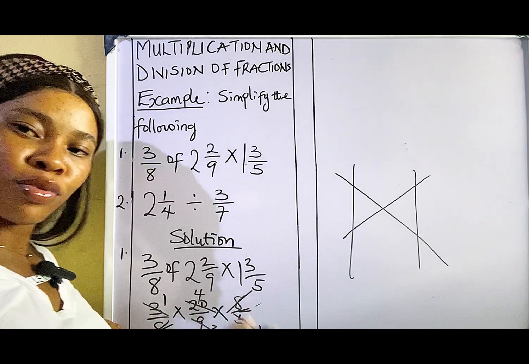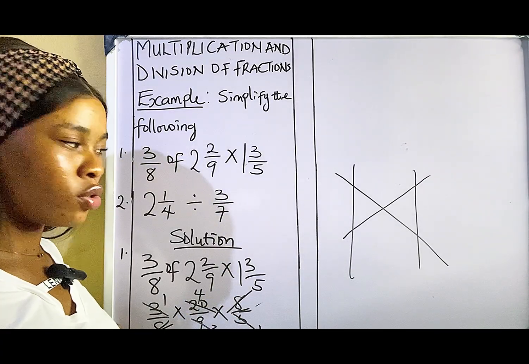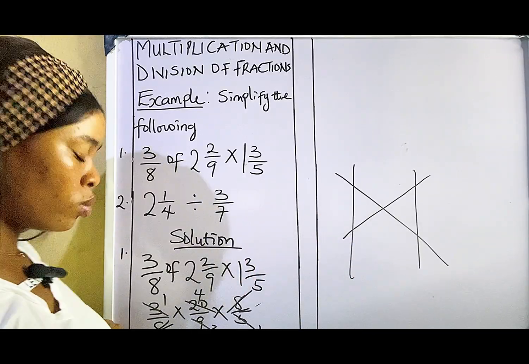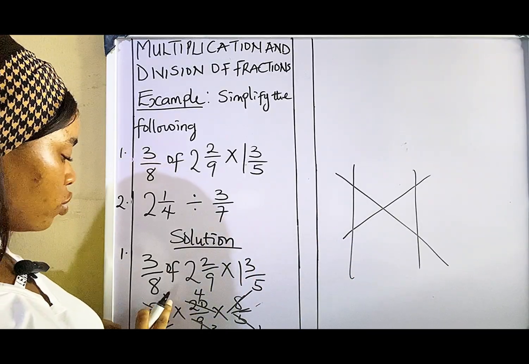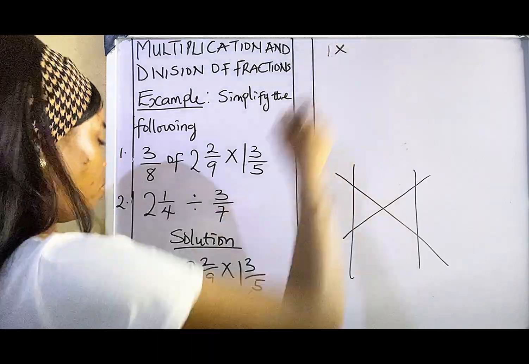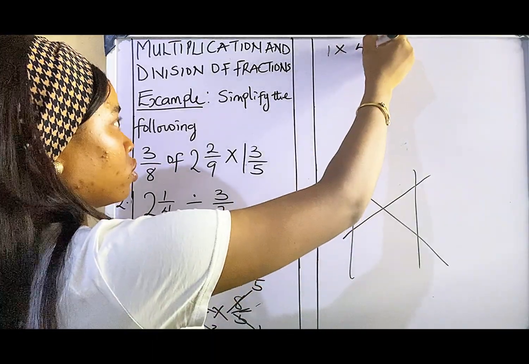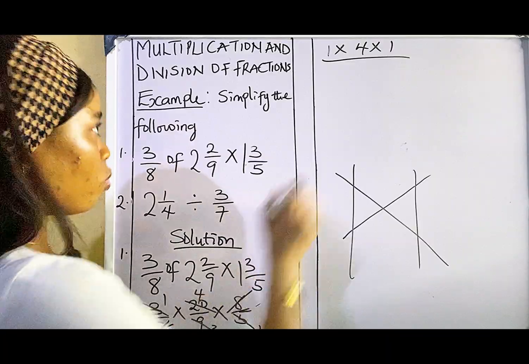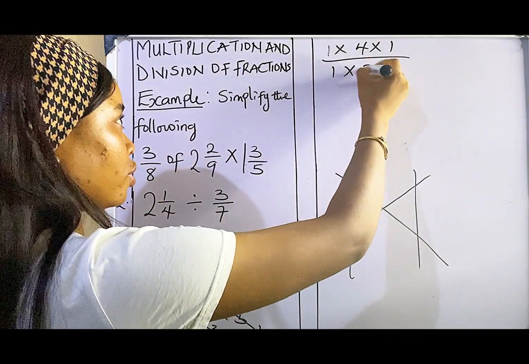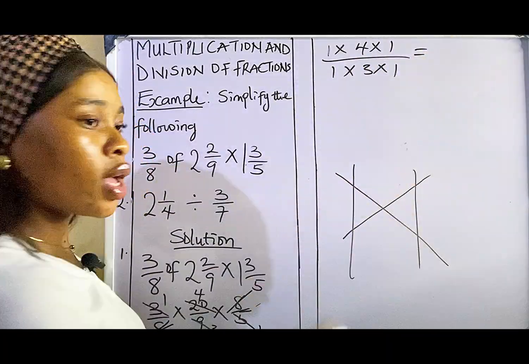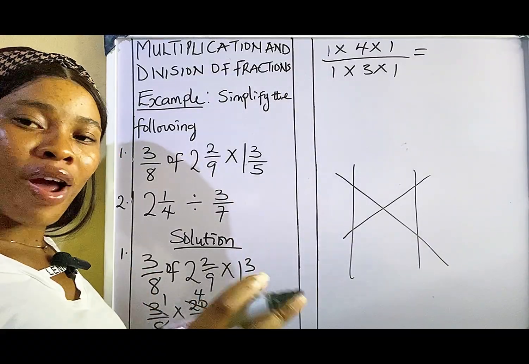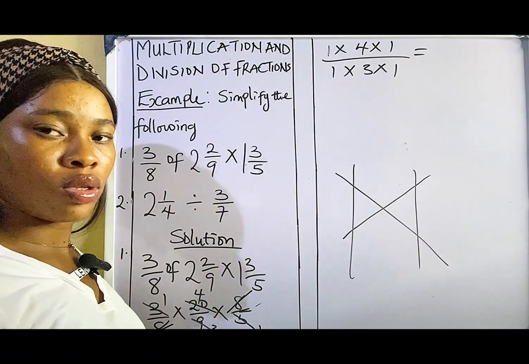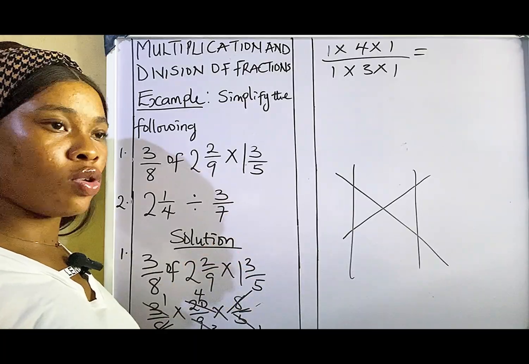You see that we have been able to reduce the fractions, so we can now multiply through, and you see it will be much easier. So now let's multiply through. This gives us 1 times 4 times 1 over 1 times 3 times 1. Remember, when you're multiplying fractions together, multiply the numerators together and multiply the denominators together.